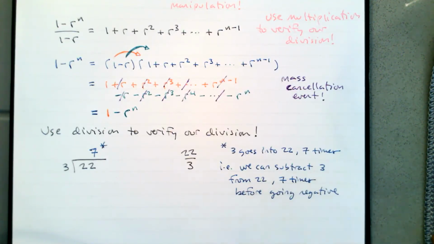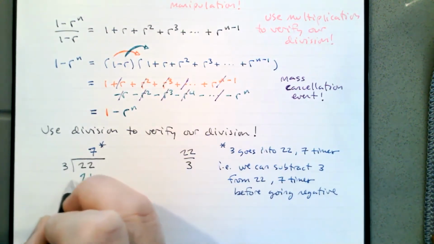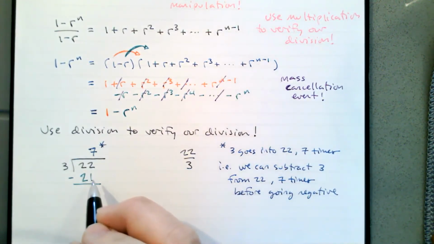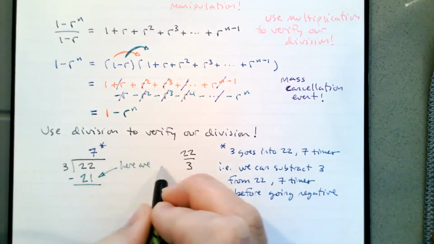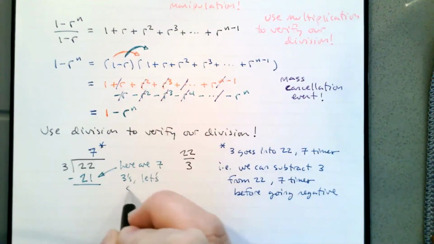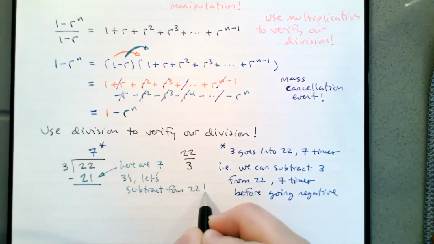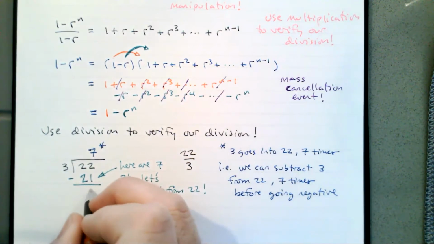And the next step in the long division process is to actually do that. We say 3 times 7 is 21, and we subtract it from the 22. So here are seven threes. Let's subtract them from the 22. 22 minus 21, that leaves three left over. Sorry, that leaves one left over.